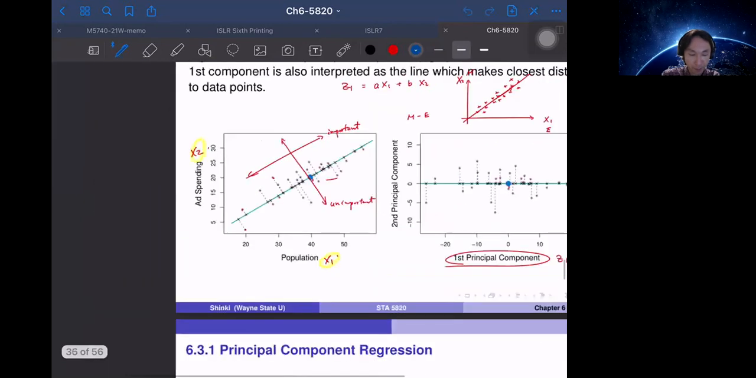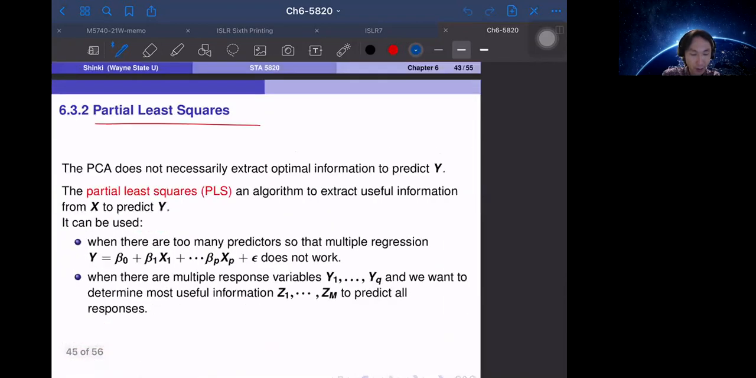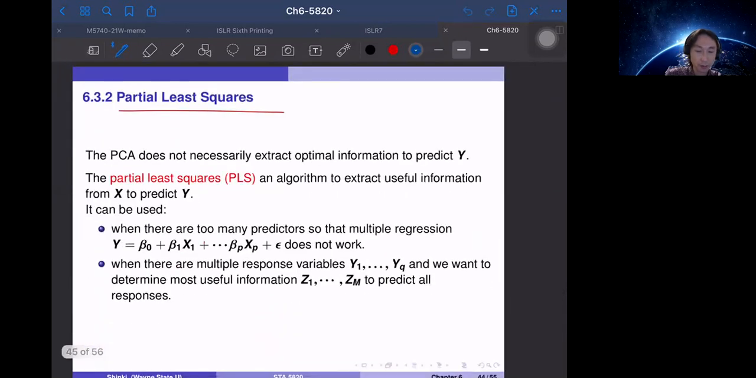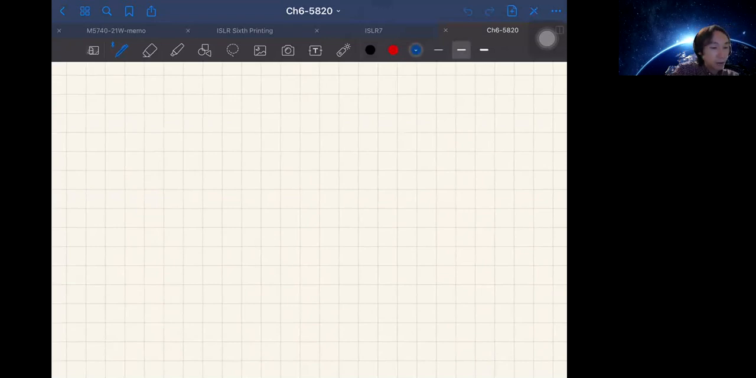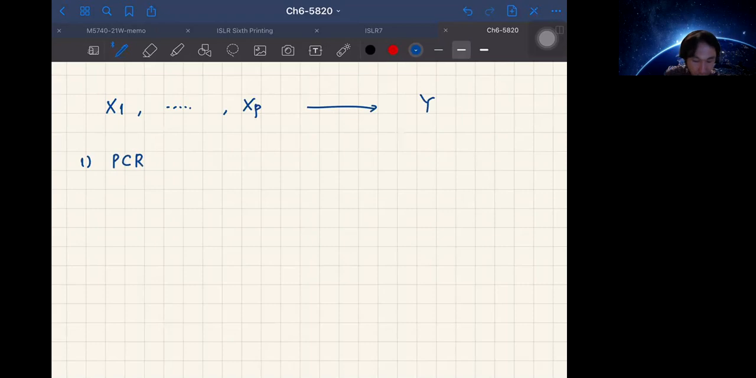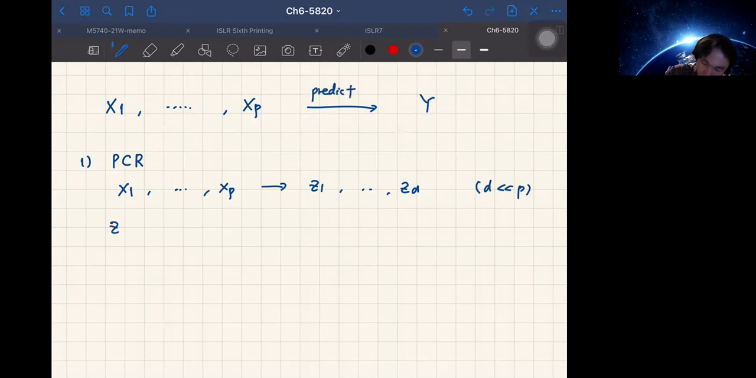So maybe we go to the partial least squares. The difference is whether or not we use the response variable to make the model. Originally we are thinking about the prediction problem, so that we have x1 to xp, but we want to predict y. In principal component regression, PCR, we summarize x1 to xp into just a fewer number of predictors, so d is much smaller than p. Then we use z1 to zd to predict y.